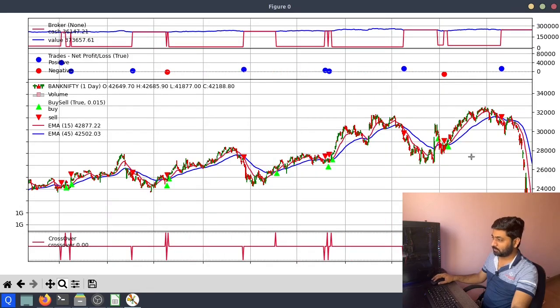Now what is happening here is two moving averages are diverging and converging. So based on this concept, we are going to backtest another indicator in the next video.